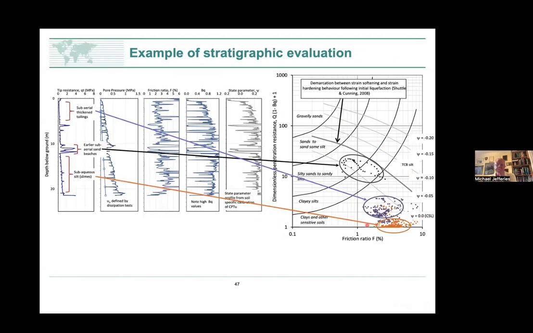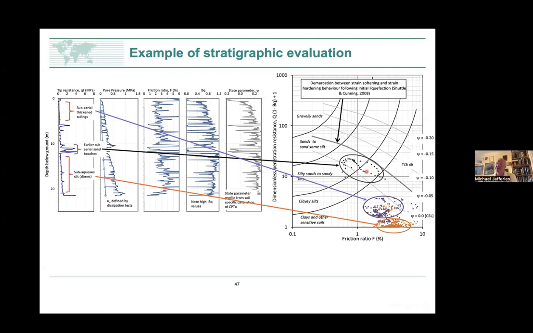And what you can do is you can use that type of diagram to explain to people what is going on. So over here, I say, well, that's subaerial thickened tailings. That plots over here. This is subaqueous slimes. They plot down there. And this is a relic subaerial sand beach at another stage in the impoundment.